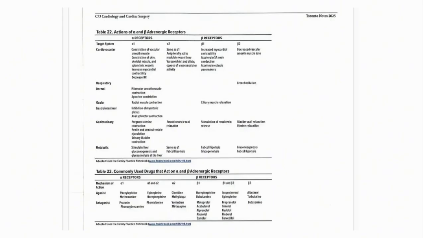Mixed alpha antagonists. The classic drug is phentolamine. It blocks both alpha-1 and alpha-2 receptors. Common uses include pheochromocytoma, catecholamine-induced hypertensive crisis, and treatment of vasopressor extravasation.